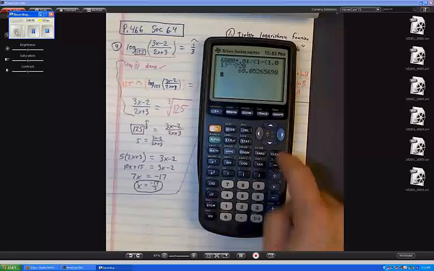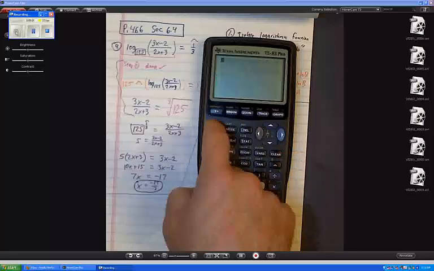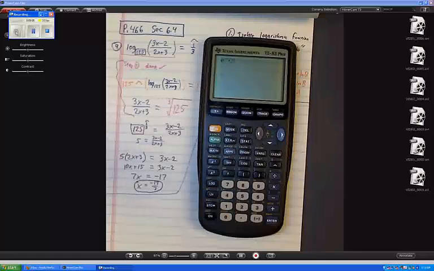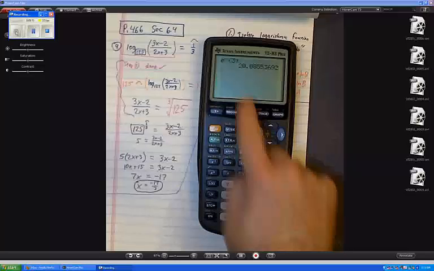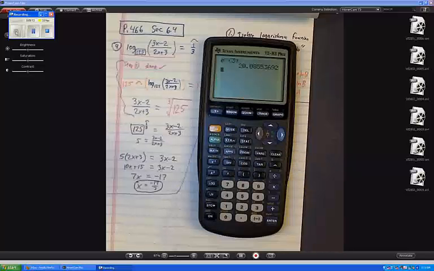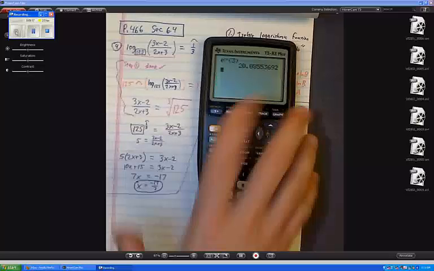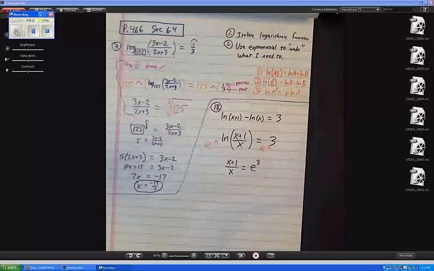You asked me what e to the 3rd power is, right? So I'm going to hit second e to the x, and there it goes, e to the, and it puts the open parentheses. And if I type in 3, there's an approximate value: 20, a little more than 20. All right, I may need that at some point. But for now, I'm just going to try and keep working on this.